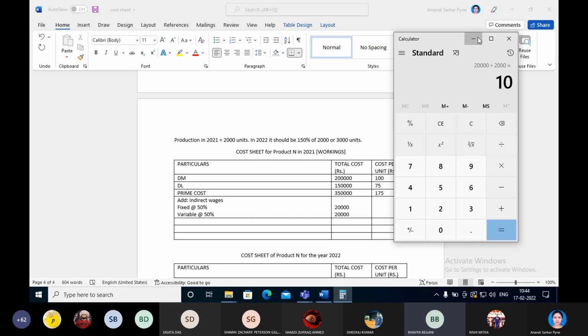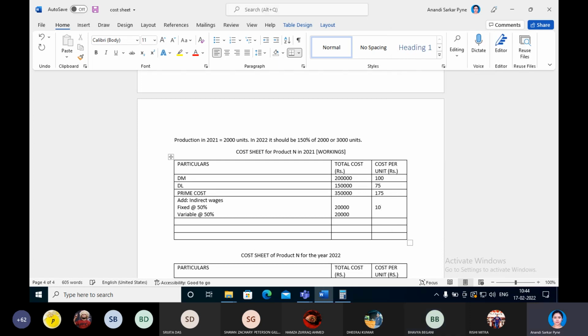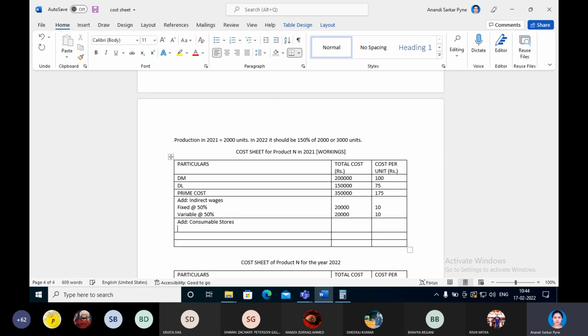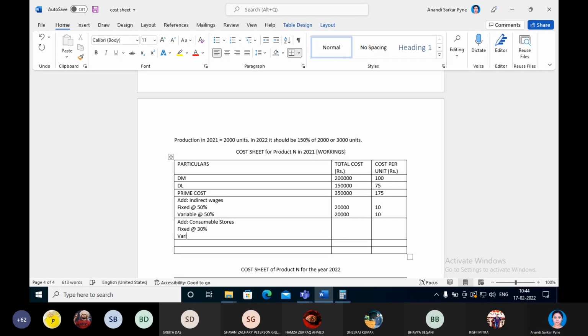Ma'am, 10 rupees variable, 10 rupees fixed over here. Yes, so that's how you have to do. Then add consumable stores, fixed at the rate of 30%, variable at the rate of 70%, which is 9,000 and 21,000.